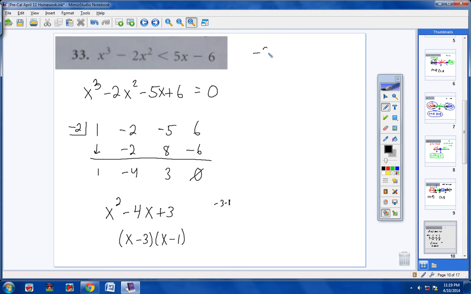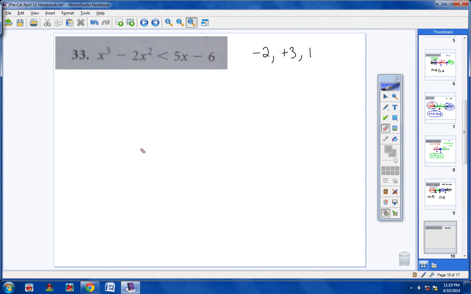So one zero is -2, the other one is +3, and the other one is +1. And it's a third degree, so we know that's the most possible amount of zeros we can have. All right, so there are our critical values.